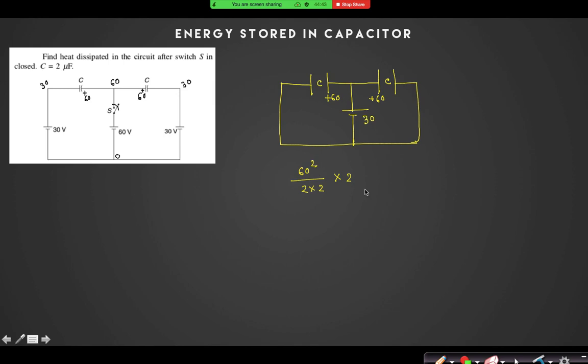Q square by 2C plus heat loss, and the initial energy was 0, equal to work done by battery. What was the charge sent by the battery? 60 plus 60, 120, right? So 30 into 120, right? All of them are in microjoules. So 60 square is 3600 by 2 is 1800. So delta H is equal to 1800 microjoules. That is the answer of this question. Right? Look, the questions are very simple. If you only use this formula, directly you will find your answer.